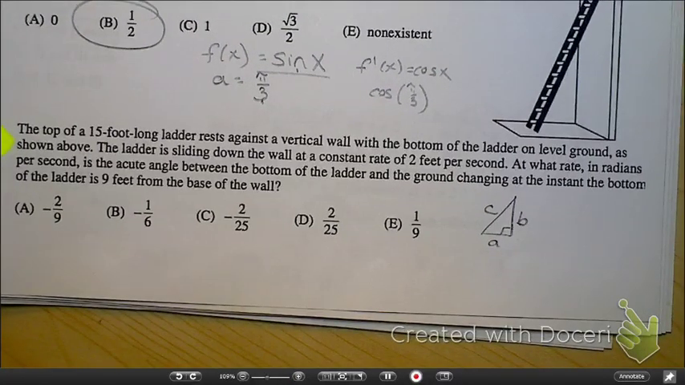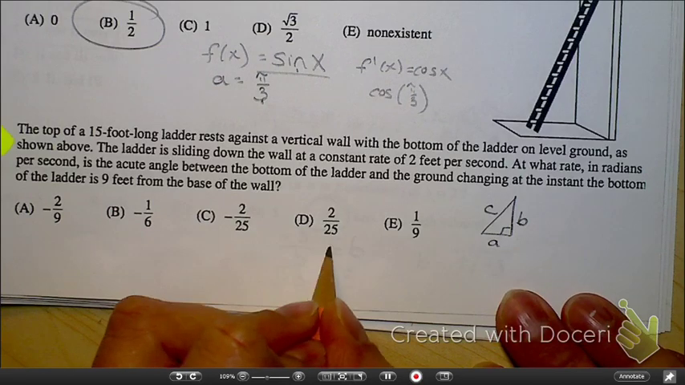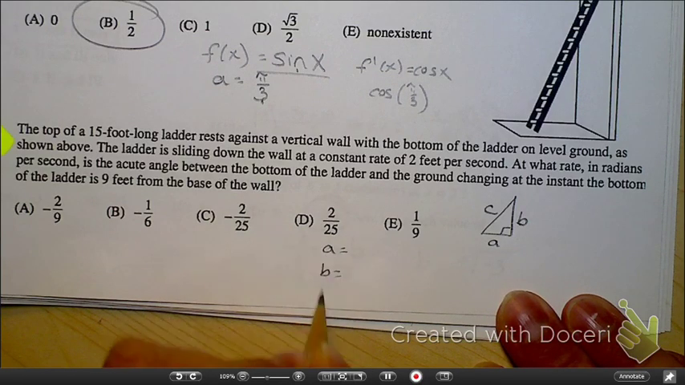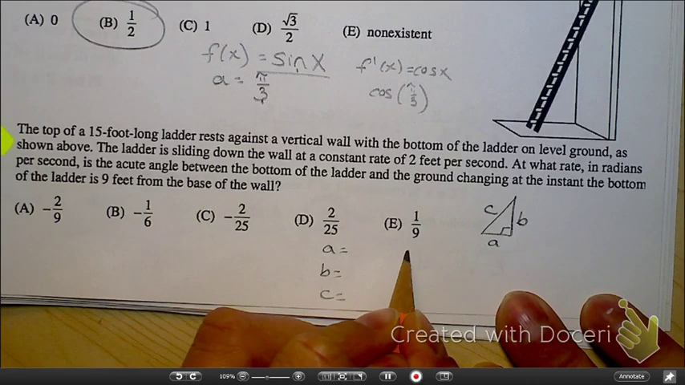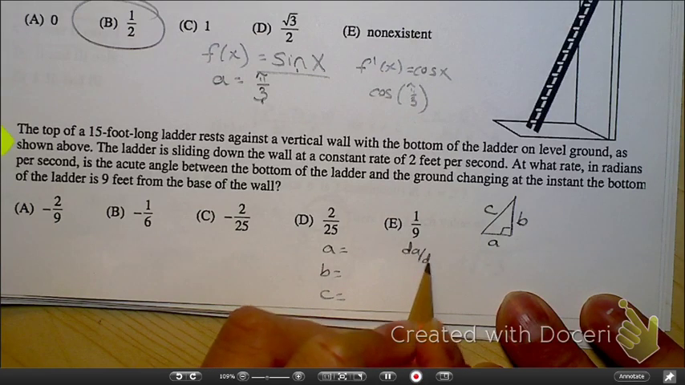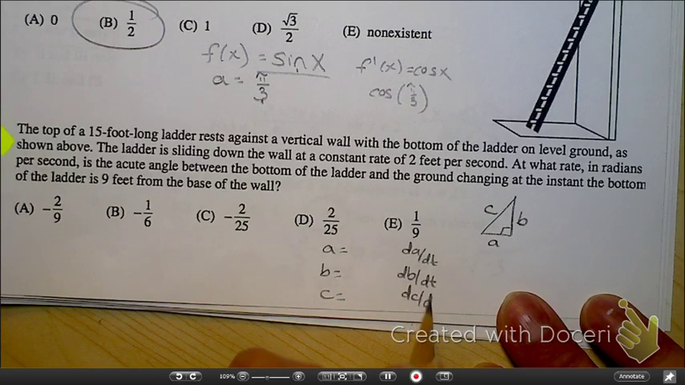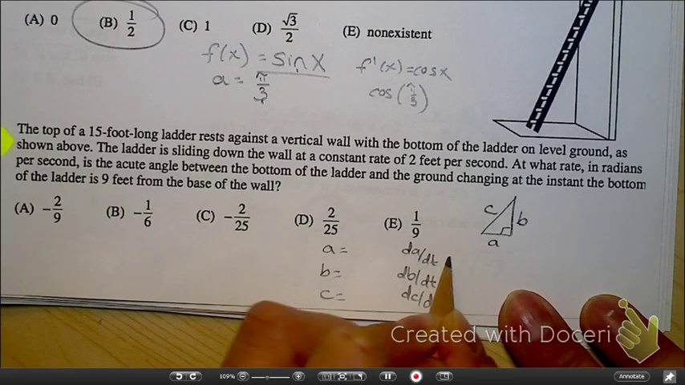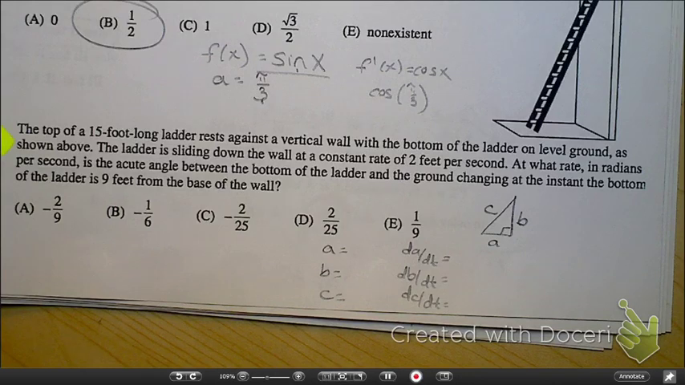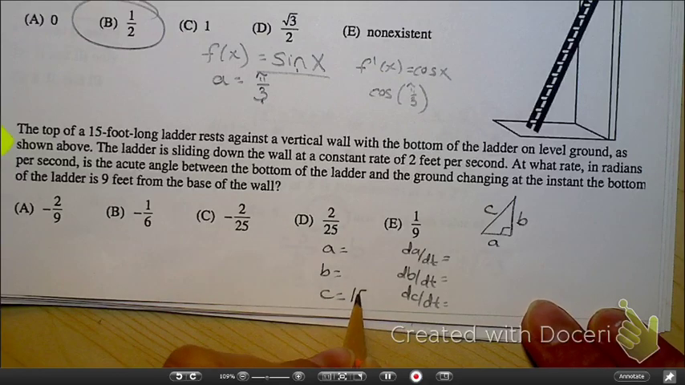So the ladder itself is 15 feet. So if I'm going to label all my variables, I have A, B, and C. I want to know how quickly A is changing, that's dA/dt. I might know how quickly B is changing, that's dB/dt. And I might know how quickly C is changing, that's dC/dt. So they're telling me that the ladder itself is 15 feet, so I know that C is 15.